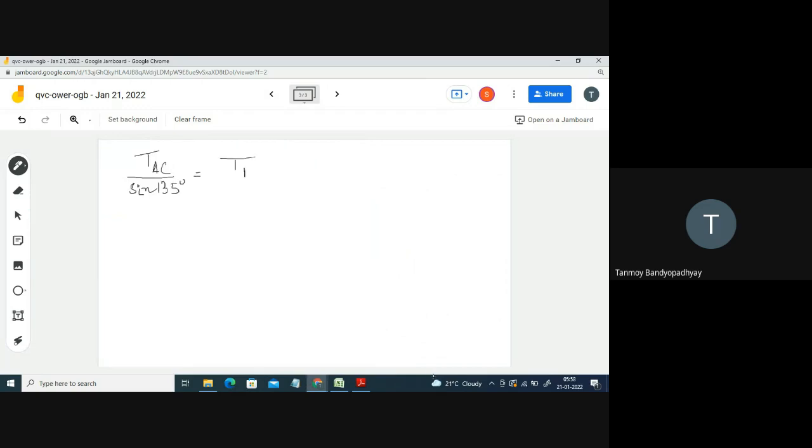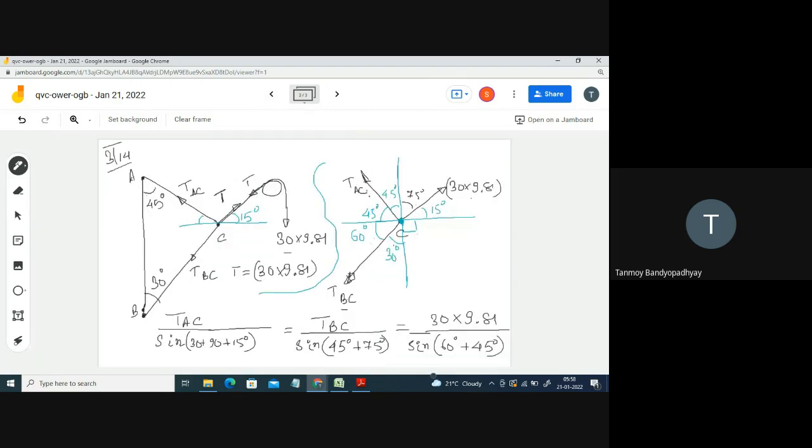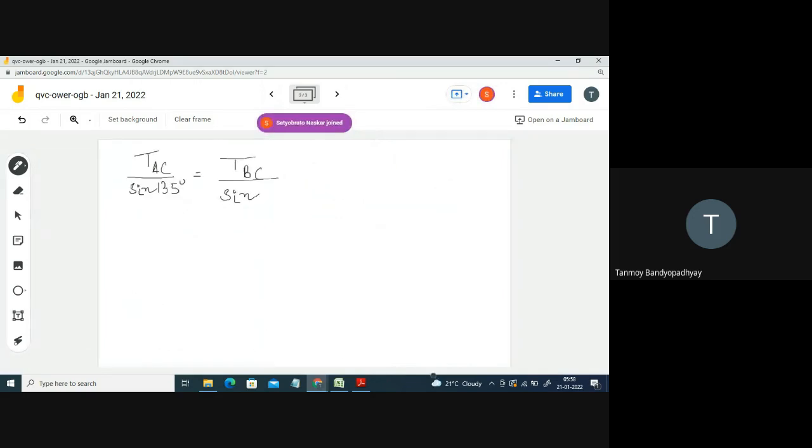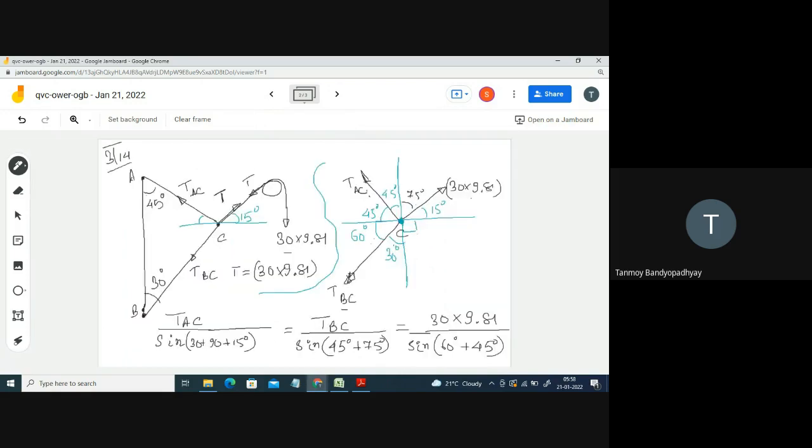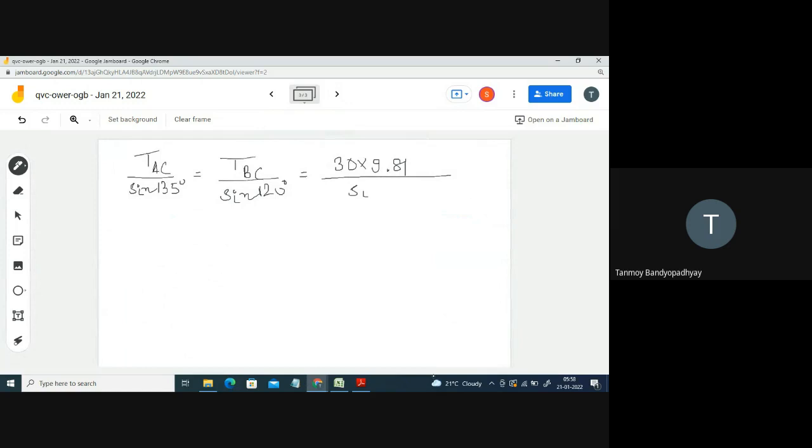That is equal to TBC divided by sin... how much is this coming? This is 45 plus 75, 120. This is sin 120 degrees. That is equal to the last force. What is the last force? So the last force is 30 into 9.81 divided by sin 105 degrees. So this is sin 105 degrees.